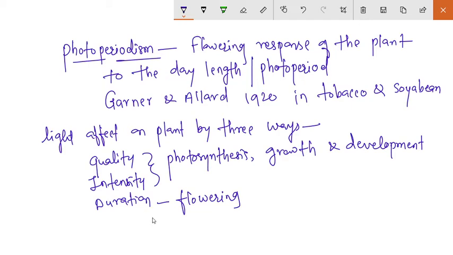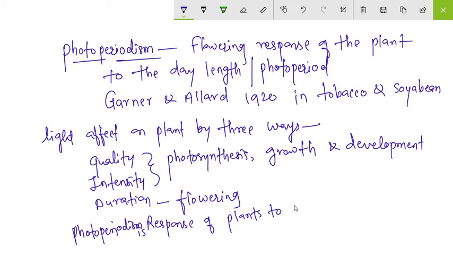So photoperiodism is the response of plant to the relative length of light and dark period. It is the response of plant to the length of daily illumination, or we can say the duration and order of sequence of dark and light.